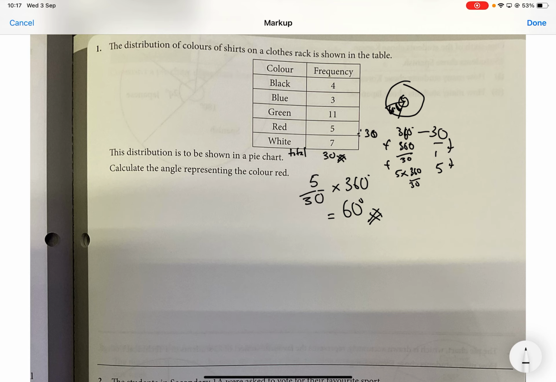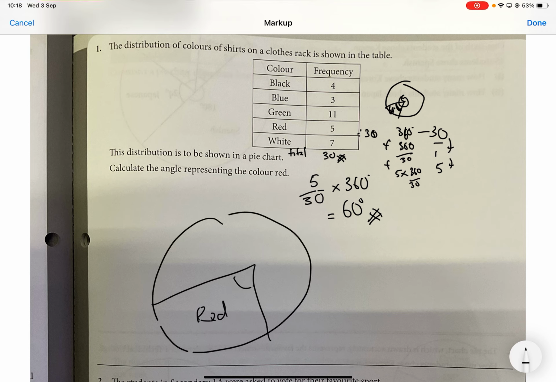So this question is just asking you this law. If you have red, what is this angle? Then this angle is 60 degrees. Remember that one answer?